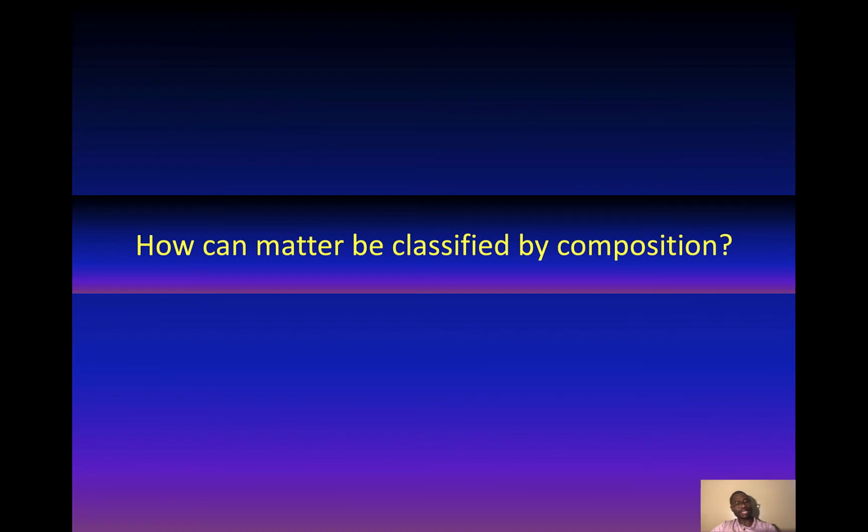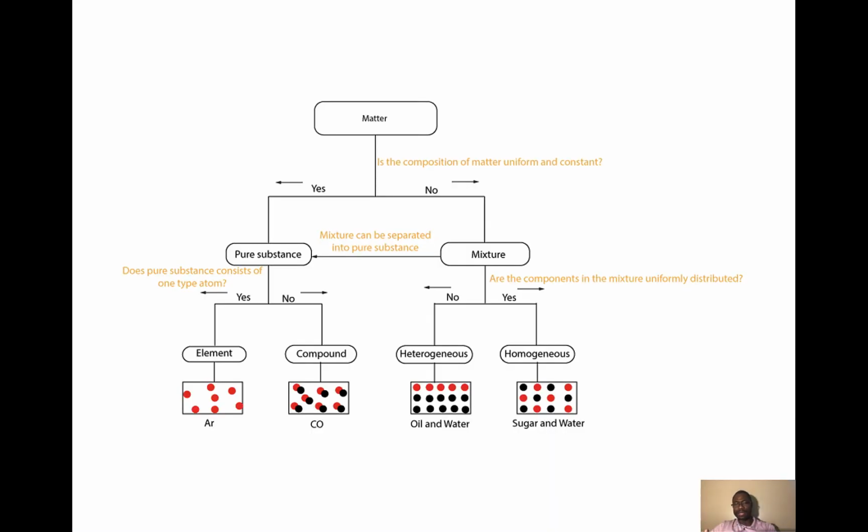Now, how can matter be classified by composition? We've looked at classifying matter by state. So now let's look at how matter can be classified by composition. In terms of composition, matter can be classified based on whether it's a pure substance or a mixture. This flow diagram really helps with this classification.